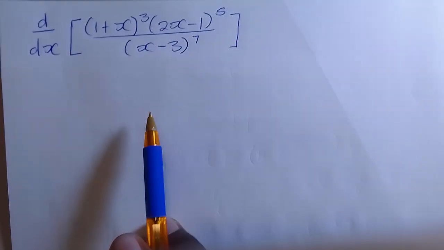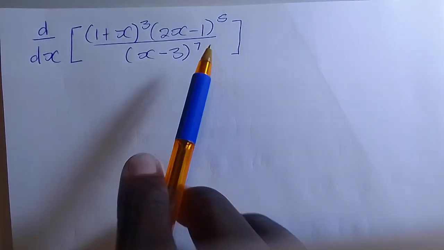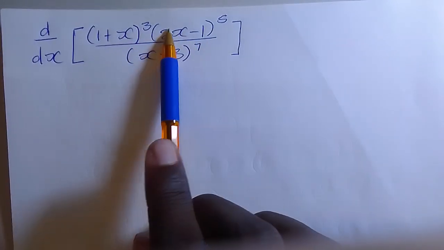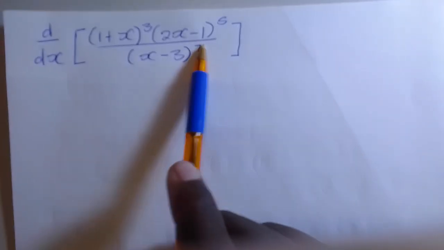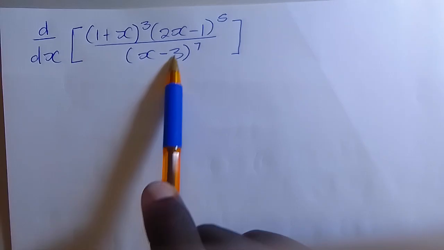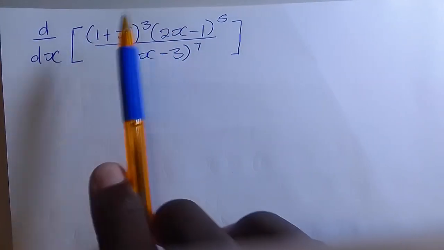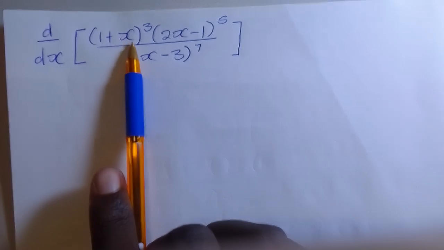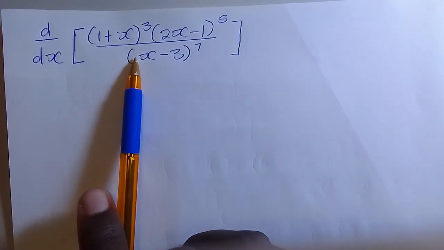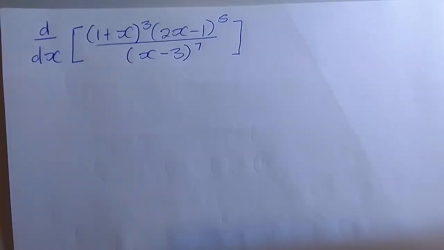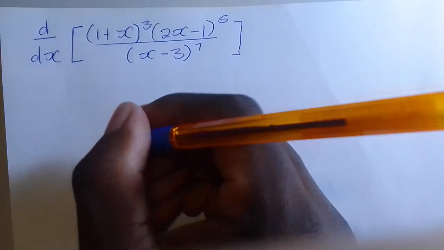Let us differentiate this. You can differentiate this using the power rule, the chain rule, the quotient rule, and the product rule all combined. But there's an easier way to do this, which is using logarithmic functions.